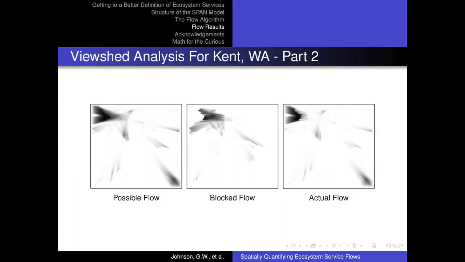So we run the simulation with and without the sinks. Possible flow is without the sinks, so it's an upper bound on the view. And the actual flow is where it is now. So without sinks, with sinks. And then we take the difference, possible minus actual, and you get the blocked flow. That's the contribution of the sinks to the flow.